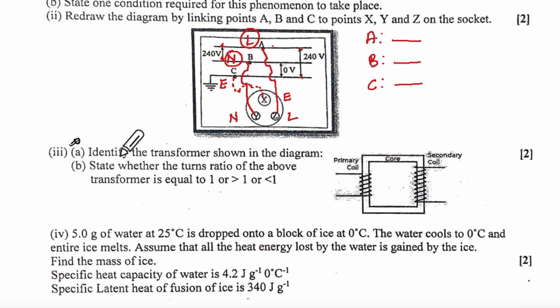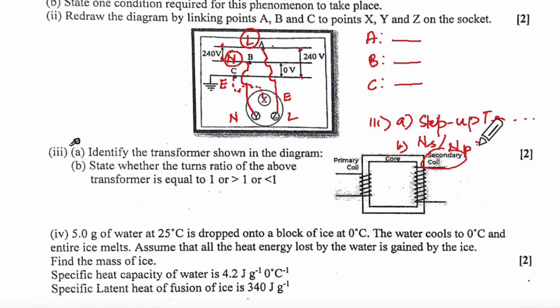Let us come to this. Identify the transformer. What is the transformer? Step-up transformer. In the secondary terms, it means step up. Step-up transformer. B. State whether the number of turns in the secondary is greater than the primary. NS upon NP is more upon less, means it is greater than 1. So write over there, therefore turns ratio greater than 1.